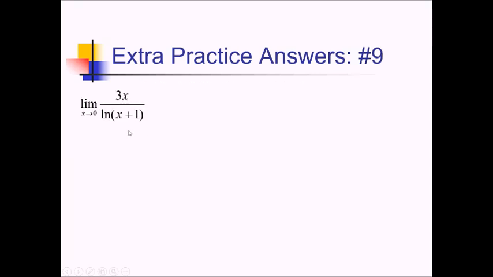To find this limit as x approaches 0, we first consider what would happen if we just plug 0 in, which would give us 0 in the numerator, and ln of 1 is also 0 in the denominator. So we're not going to do that.